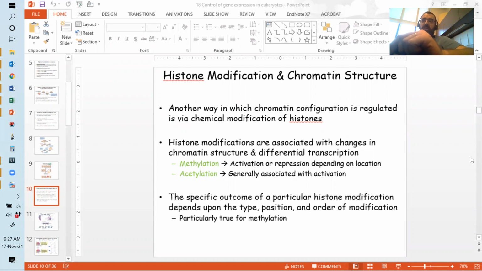So to change that, to release the DNA, those lysines are modified by the addition of an acetyl.